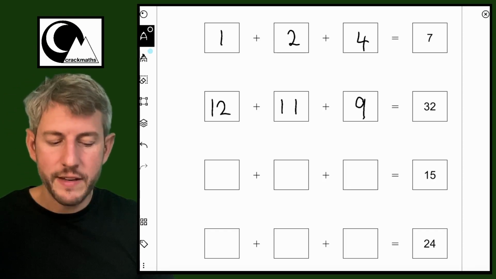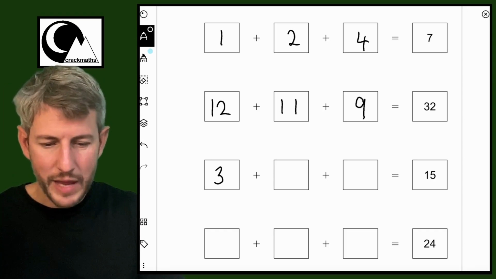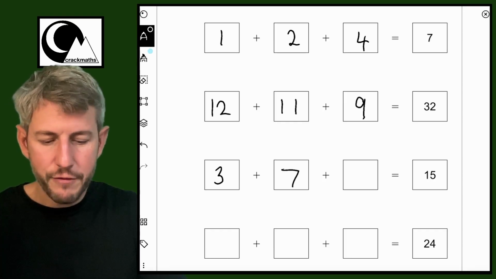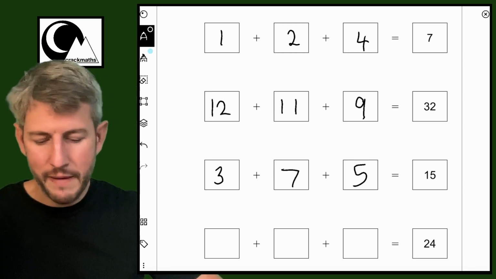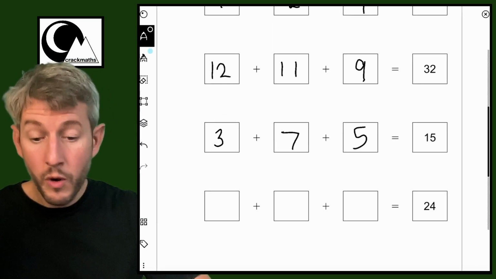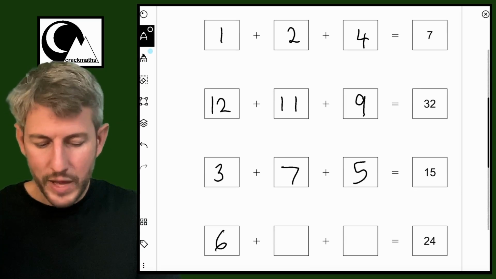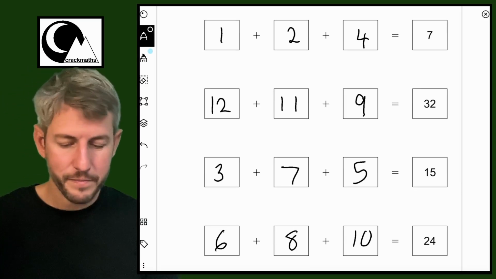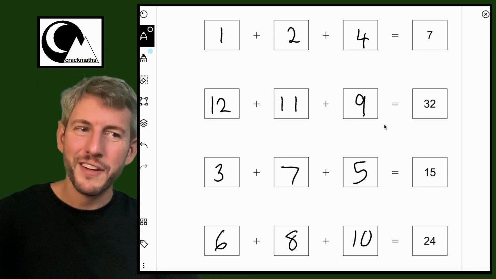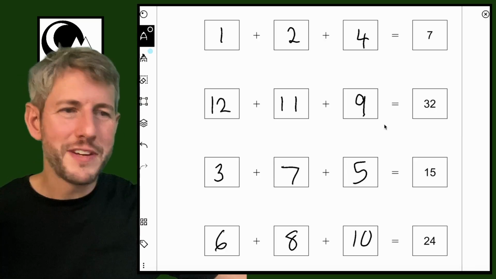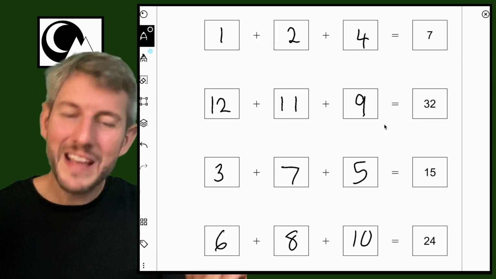Here we've got 15, so let's use the 3, and then what haven't we used yet? We haven't used 7 yet. Here we go, 3, 7 and 5 will make 15. Okay, 3 add 7 is 10, and then lastly, what can we do with this one? Well, what haven't we used? We haven't used 6, we haven't used 8, and we haven't used 10. So does this one work? 6 add 8 is 14, add 10 is 24. Oh, that's good. I wonder how many solutions there were to this. I don't know. Okay, well, let's have a look at the next question.